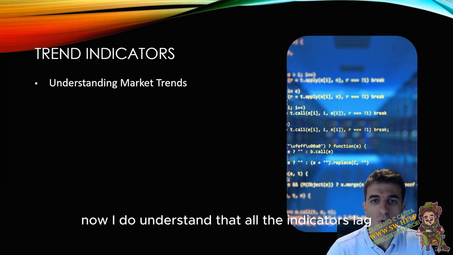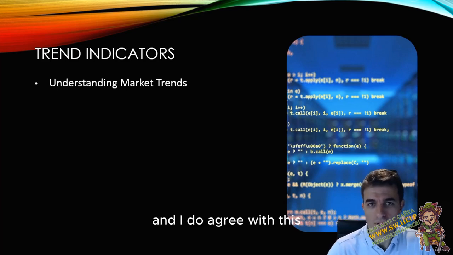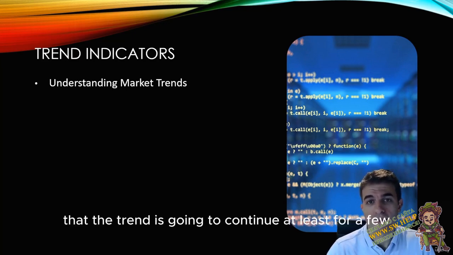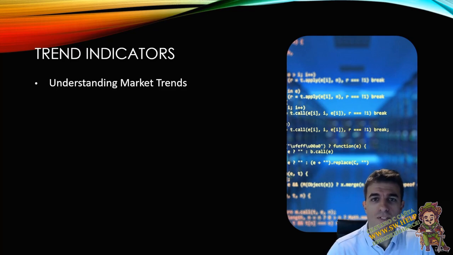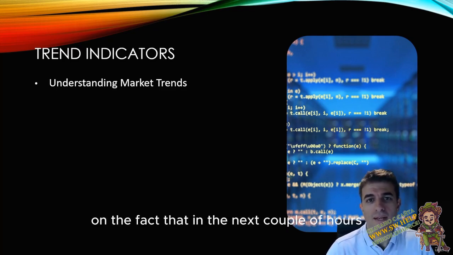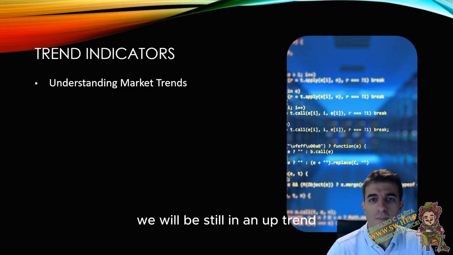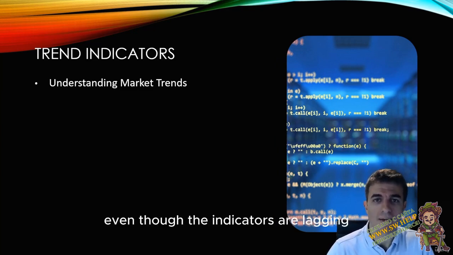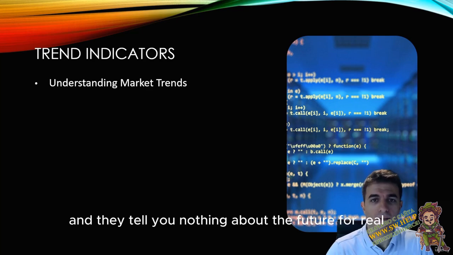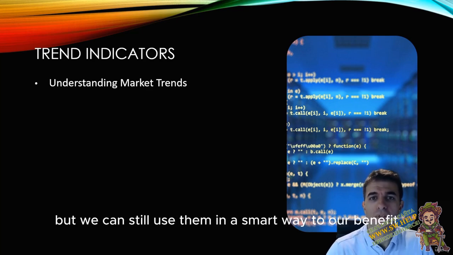Now, I do understand that all indicators lag, and I agree with this, but in trading, we are counting on the fact that the trend is going to continue at least for a few days or a few hours since the moment we detected it. This is what we are betting on. If the trend is up, we are betting that in the next couple of hours we will still be in an uptrend, so we can make some profit out of this. Even though classic indicators are lagging and tell you nothing about the future for real, we can still use them in a smart way to our benefit.